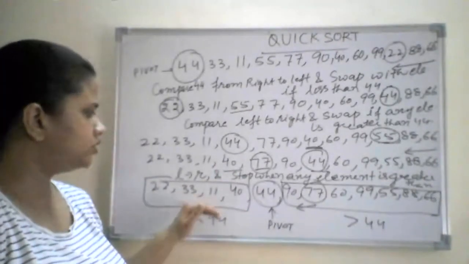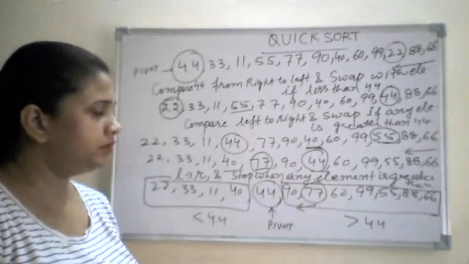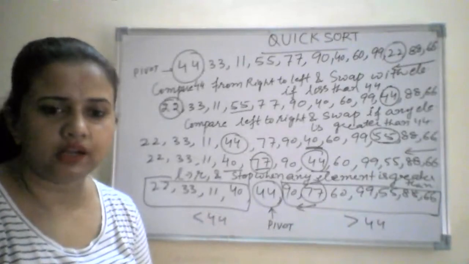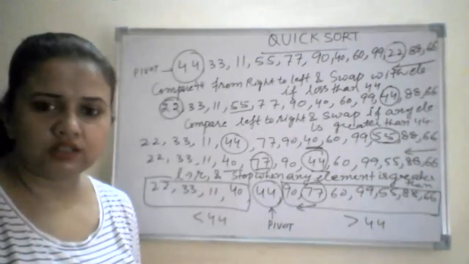Similarly, we can keep on sorting the sublists, and ultimately we'll get one sorted list in which all the elements will be at their required places. This is how QuickSort works.